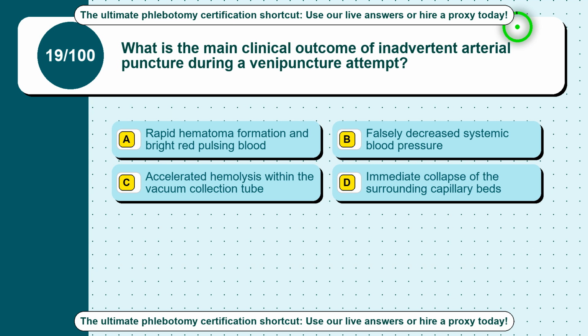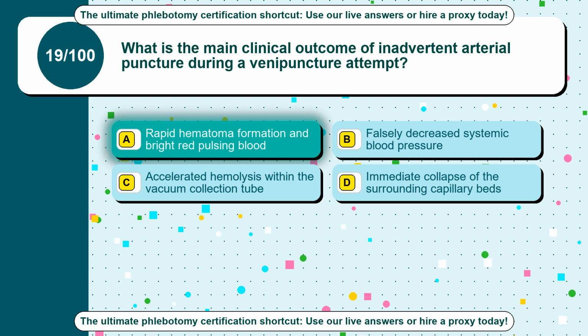Question 19. What is the main clinical outcome of inadvertent arterial puncture during a venipuncture attempt? Option A. Rapid hematoma formation and bright red pulsing blood. Option B. Falsely decreased systemic blood pressure. Option C. Accelerated hemolysis within the vacuum collection tube. Option D. Immediate collapse of the surrounding capillary beds.